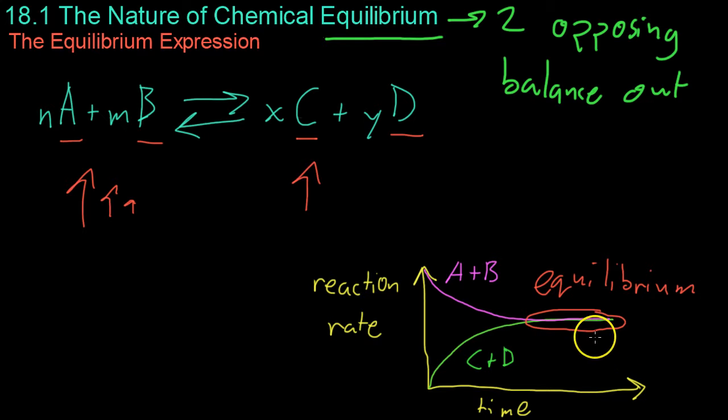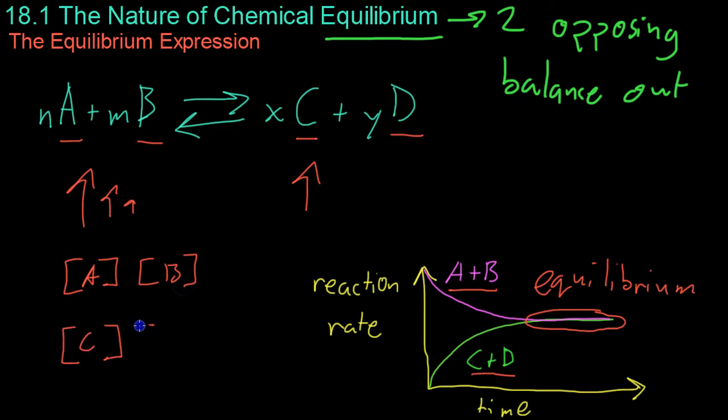Now, it should be noted that at this point, the reactions don't stop. It just happens that A and B is reacting at the same speed as C and D. However, the concentrations of each, so the concentration of A, the concentration of B, the concentration of C, and the concentration of D are all essentially constant, because you're turning A and B into C and D as fast as you're turning them back into A and B.